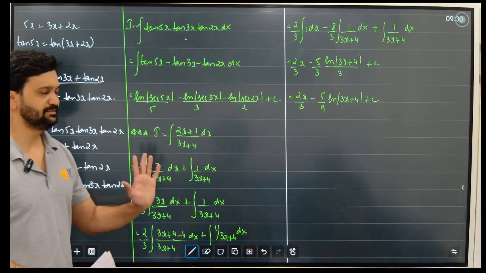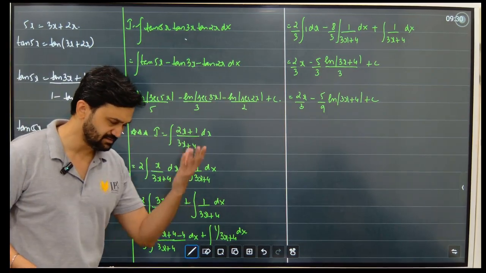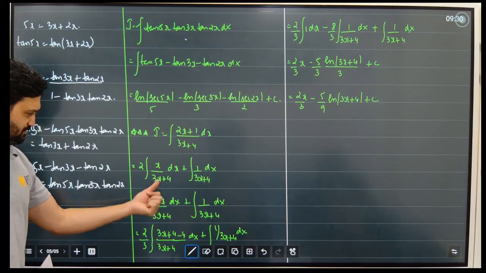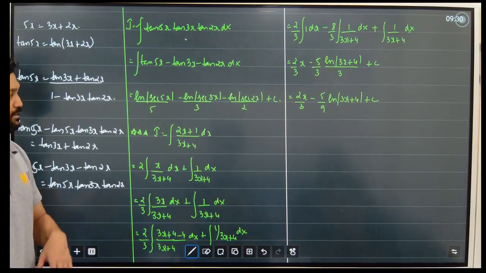So it takes a good amount of steps for you to understand. I'll split it. Since it's linear upon linear, it becomes easy. I try to make the numerator as this. So first I multiplied and divided by 3. Then I added plus 4 minus 4. So denominator and numerator became the same.